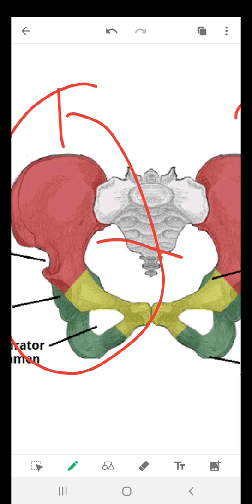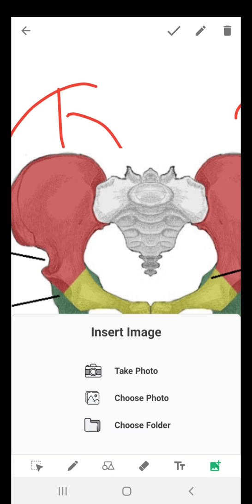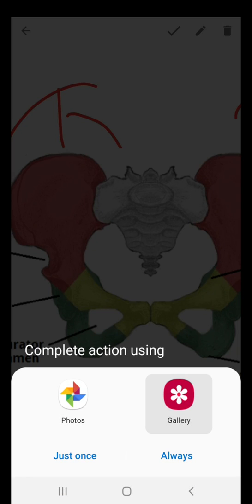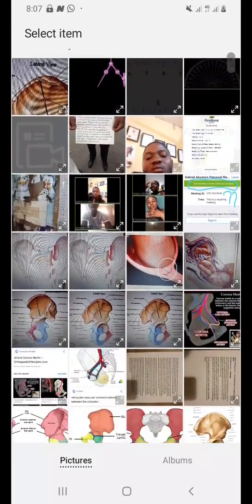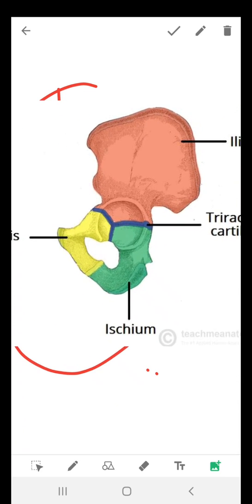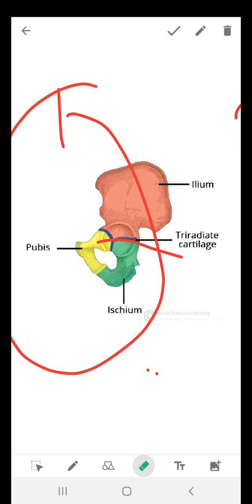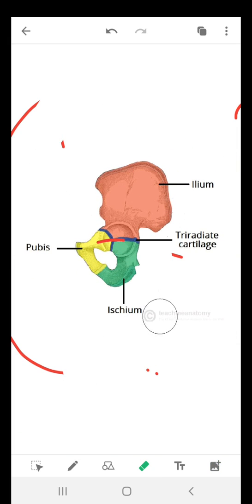Having said that, let's pick another image to expatiate the lecture. Now, look at this bone here. This is the pelvic bone, and here we have three of them, three of the pelvic bone. But they are all together.